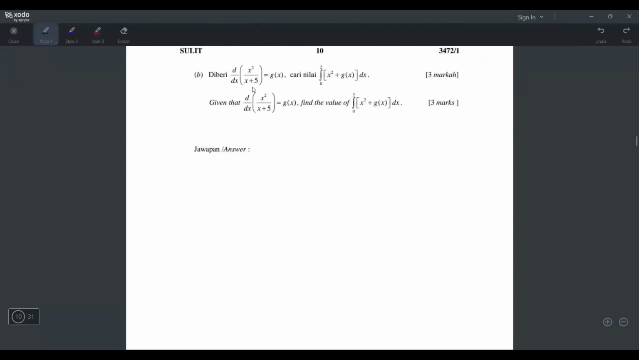Okay, let's do B. Given that differentiate this thing equals to this, find the value of this. Okay, this type of question is very common in the exam. It comes out a lot, right? I'll just show you how to do it. First of all, if they tell you differentiate something equals to something, you can straight away find out the integration of the answer already. Because if they say differentiate this equals to this, it means integrate g(x) dx equals to x squared over x plus 5, right?